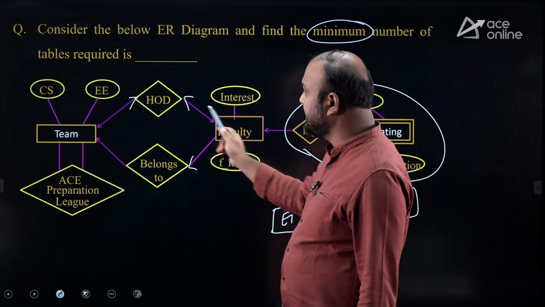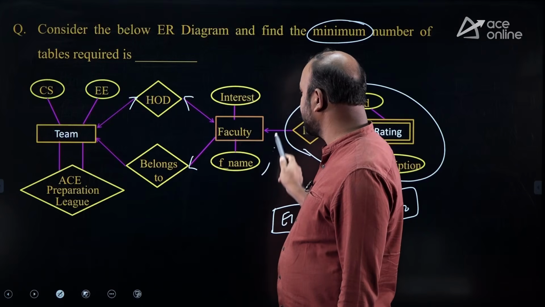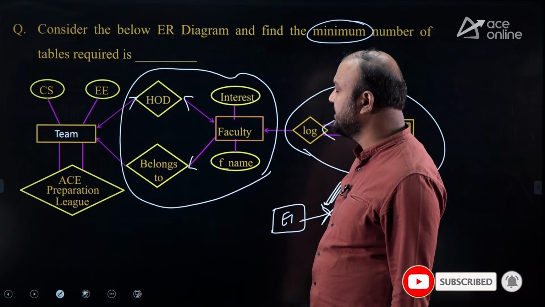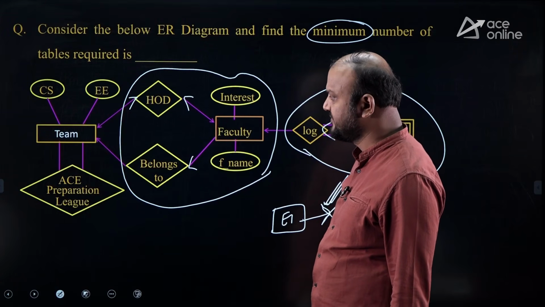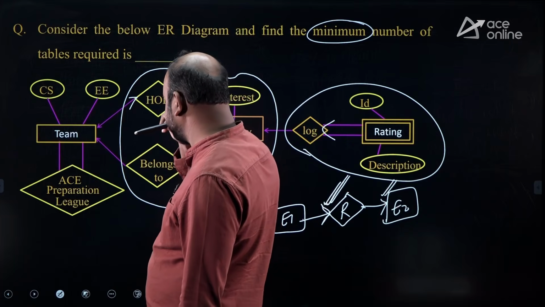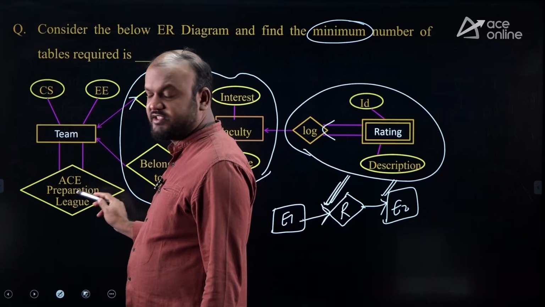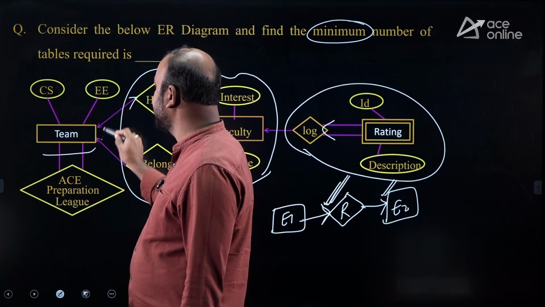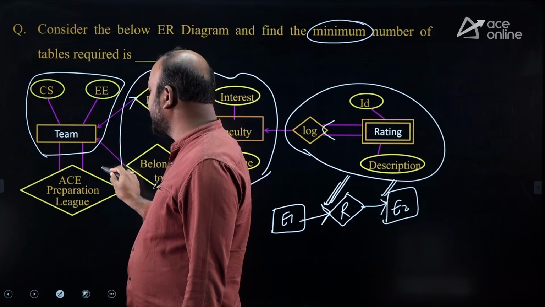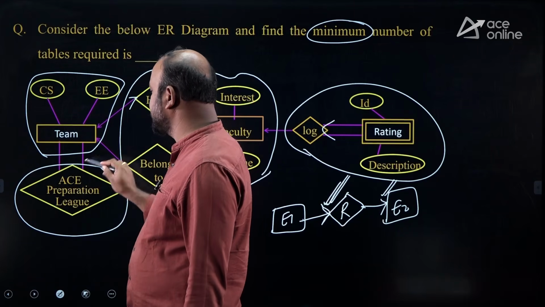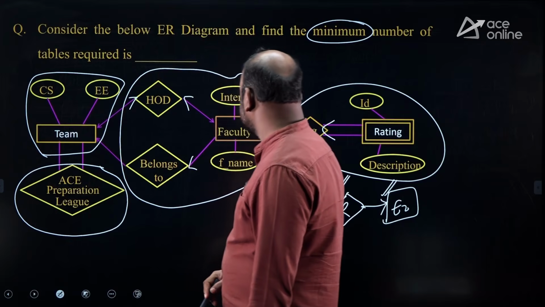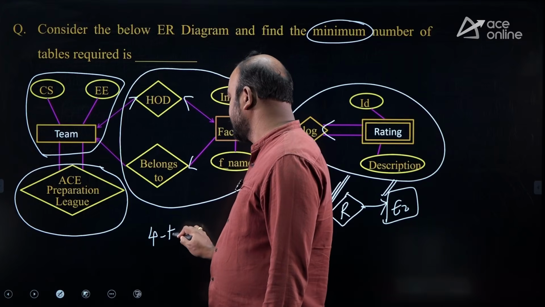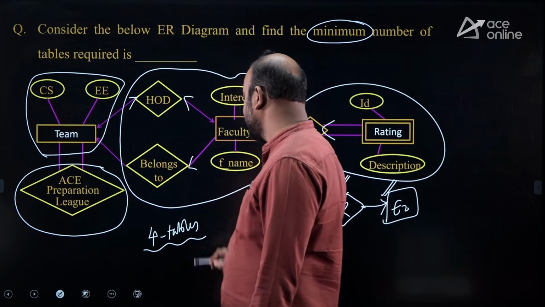And here faculty with HOD and belongs to both are arrows, so that we can merge faculty, HOD, belongs to, and here it is a unary relationship. It is a unary relationship, and team will have one table. And what about this relationship? This relationship cannot be merged with anyone else. So how many tables can it have? It can have 4 tables.